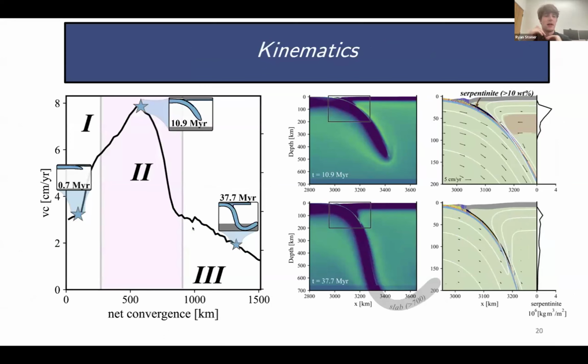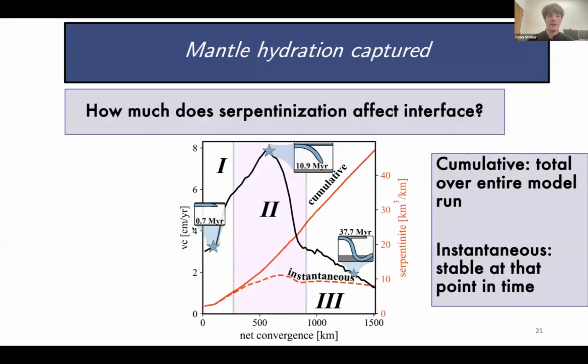So that's why you see the slowdown in velocities. Plotting those convergence rates, we're plotting the convergence rate on the y-axis, and on the x-axis we found it was really important to plot net convergence. So this is the amount of plate that's been consumed over time. You'll see that there's this peak in velocities during this free sinking phase, which we have as Roman numeral 2 here, and then this slows down later on. I want to bring your attention to the serpentinite column on the far right. We do see that there's some amount of serpentinite getting dragged down as a function of time. So that is actually some process that we're able to capture here.